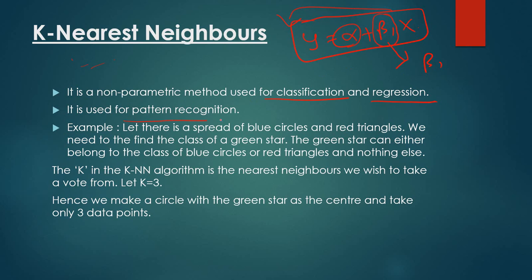So it's used for pattern recognition. An example could be that there is a spread of blue circles and red triangles. We need to find the class of a green star. The green star can belong either to the class of blue circles or red triangles and nothing else. The k in the k nearest neighbor algorithm is the number of nearest neighbors we take a vote from, and it could be any number. Just take the most frequent class for a particular observation and draw a conclusion from that. That's what k nearest neighbor means.